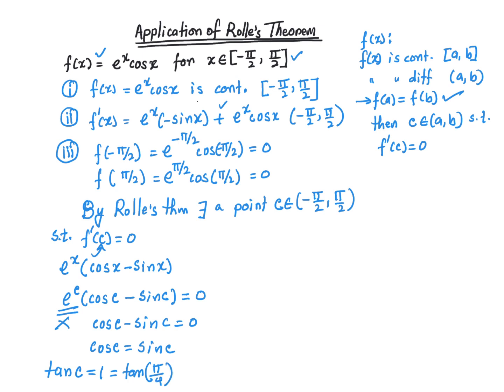So we just took the function e to the power x cosine of x in the closed interval negative pi over 2 to pi over 2, and we satisfied all three conditions for Rolle's theorem. And then we actually found the point C. C was, in our case, pi over 4, which belongs to the open interval negative pi over 2 to pi over 2. I hope that this discussion was helpful.